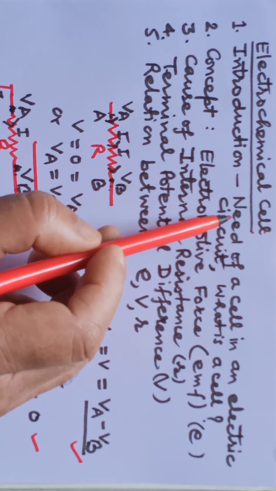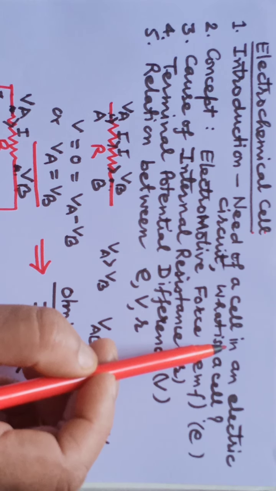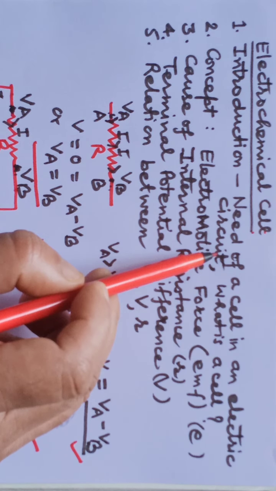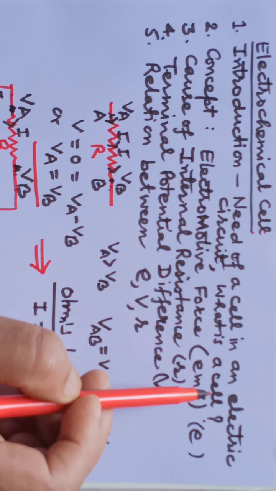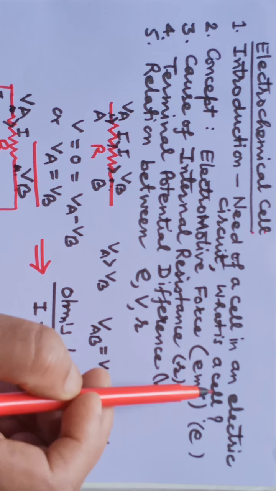first we shall try to understand what is the need of a cell in an electric circuit. What is a cell means its chemical composition, its symbol, types, etc. Secondly, we will try to understand the concept of electromotive force, EMF, denoted by small e.